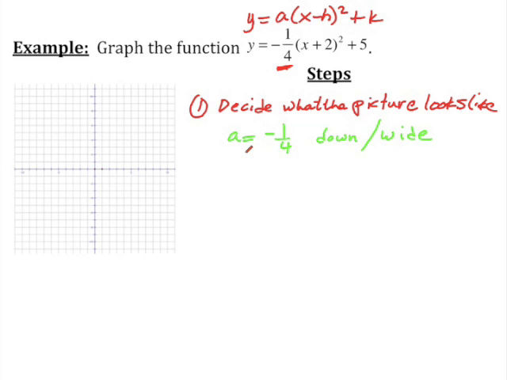I can relate this to you as this leading coefficient can either make it happen faster or slower, depending on whether it is a number larger than 1 or a fraction. You can almost think of it as absolute value. If the absolute value of this number is greater than 1, it's going to be narrow. If the absolute value is less than 1, it's going to be wide.